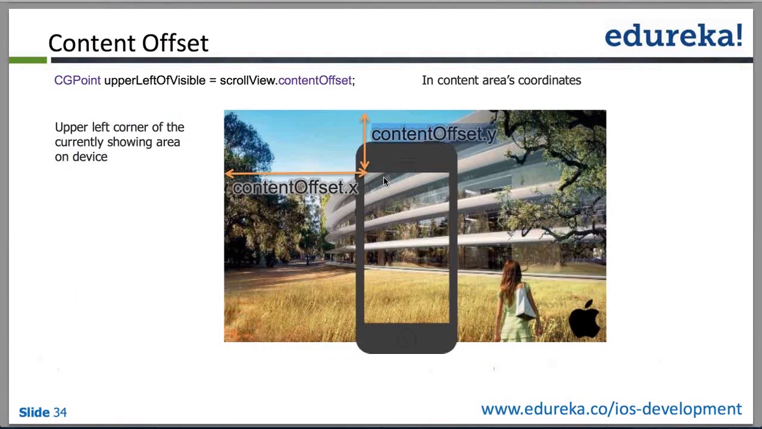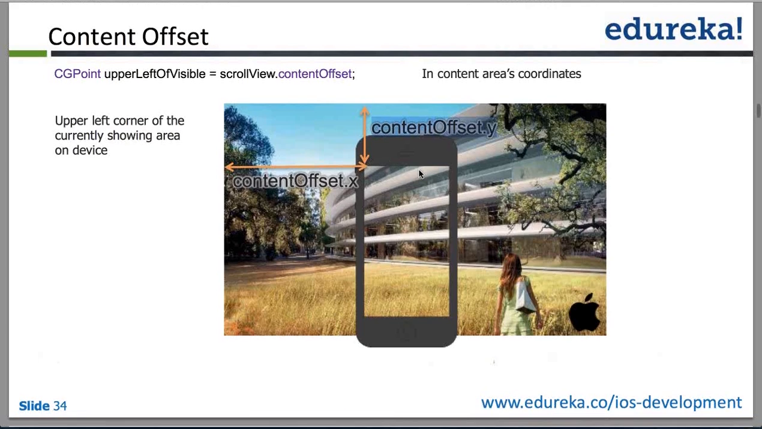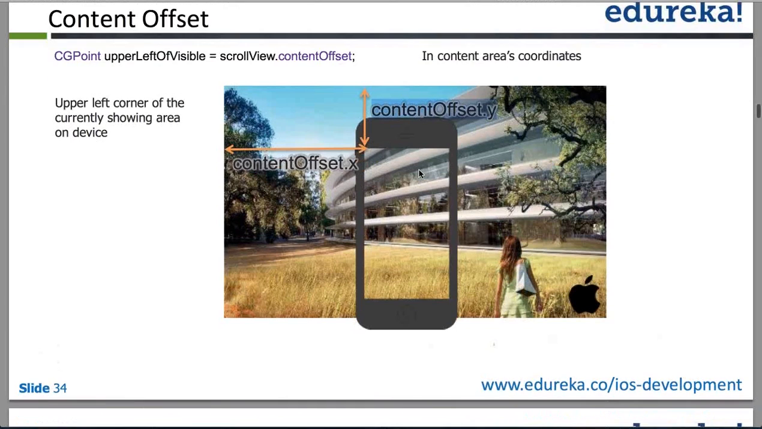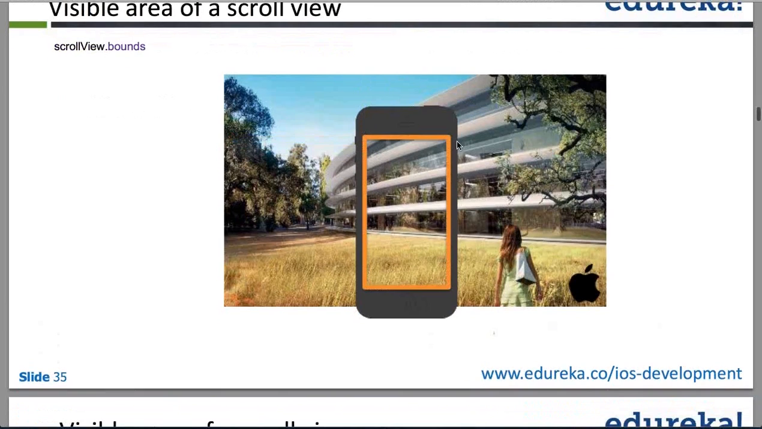Point means the x distance from the left edge and the y distance from the top. That will be your content offset point. It is a CGPoint. So the upper left visible point will be your content offset, and the view, whatever you are viewing, will be the bounds. So remember, that is not frame, that is bounds. Bounds is in its own coordinate system and frame will be in the superview's coordinate system.